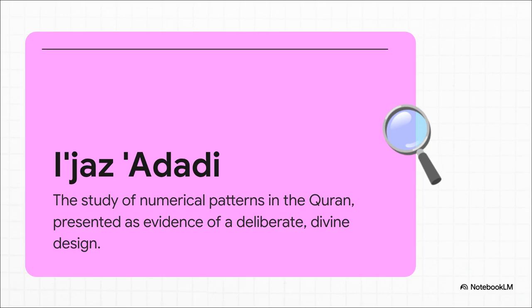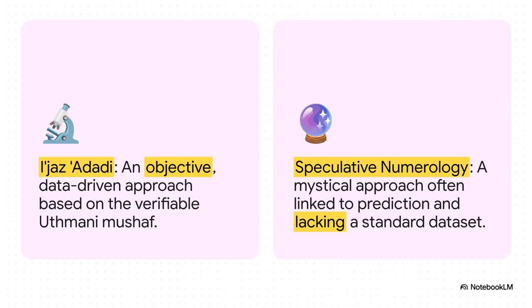The term itself is pretty cool. Ijaz adadi basically means numerical miracles. The whole point here is to look past just the words on the page and analyze the very structure of the text. The chapter numbers, the verse counts, to see if there are patterns that suggest a deliberate, almost architectural design. Now, the source material is really clear about this.